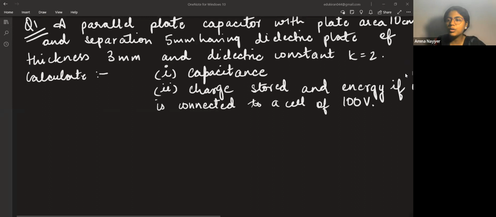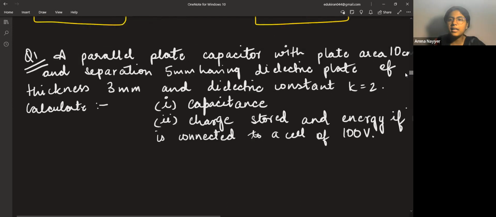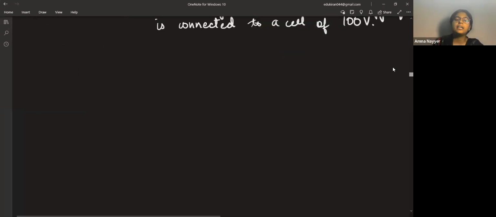Yes, class. So this question says that a parallel plate capacitor with area 10 centimeter square and separation 5 millimeters has a dielectric plate of given thickness and dielectric constant. You have to find out capacitance, charge, and energy. See, firstly, write down everything that is given to you. And you have to first identify which case is given to you.